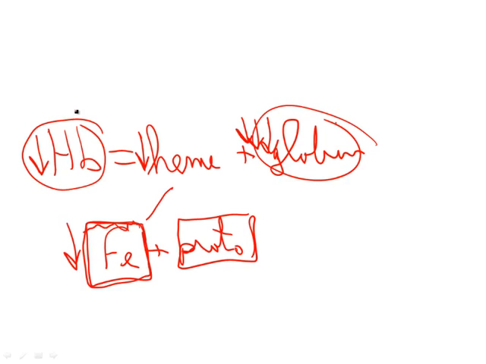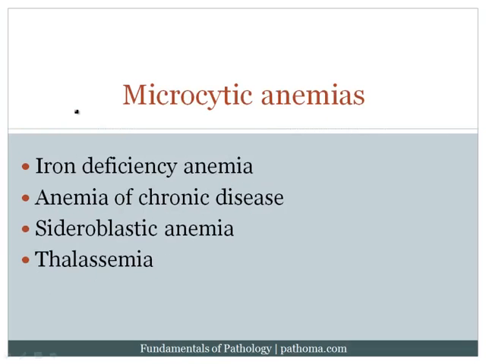anemia. So actually, this is not hard if you understand a little bit of basic biochemistry. And there really are four major causes of microcytic anemia: iron deficiency anemia, anemia of chronic disease, sideroblastic anemia, and thalassemia. Now that's the global picture that you have to have sort of in your mind. And if you keep this picture in your mind, you'll be very comfortable when dealing with microcytic anemias.